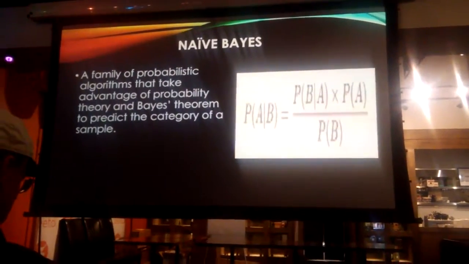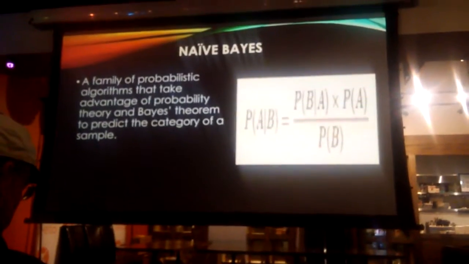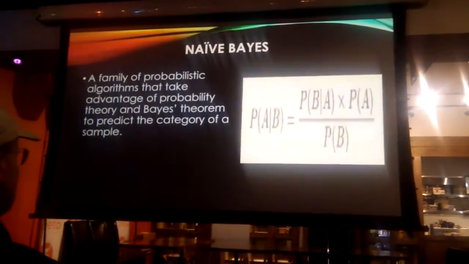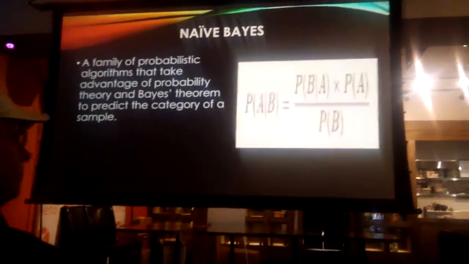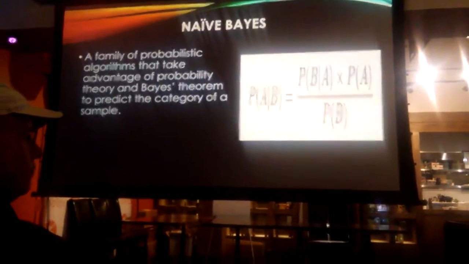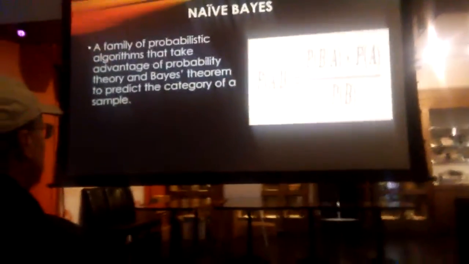So naive Bayes is a family of probabilistic algorithms where you take advantage of probability theory and the Bayes theorem to predict categories of samples.